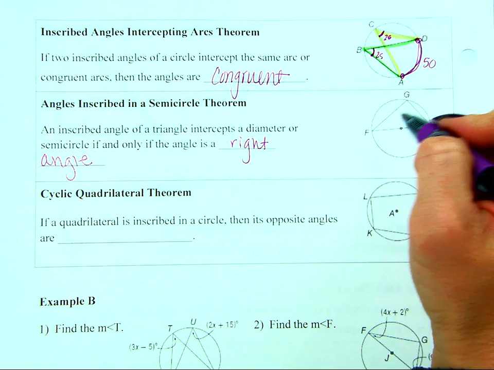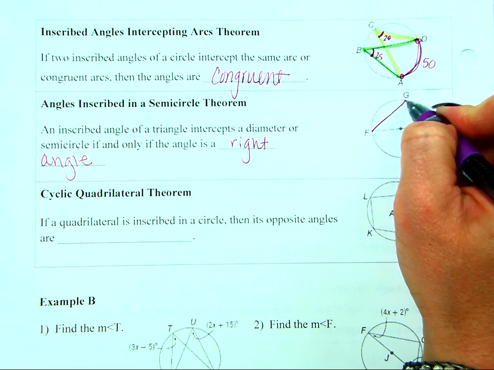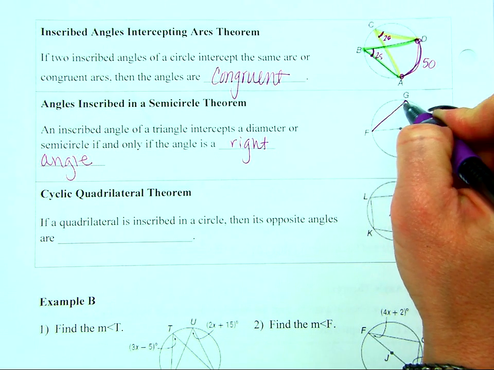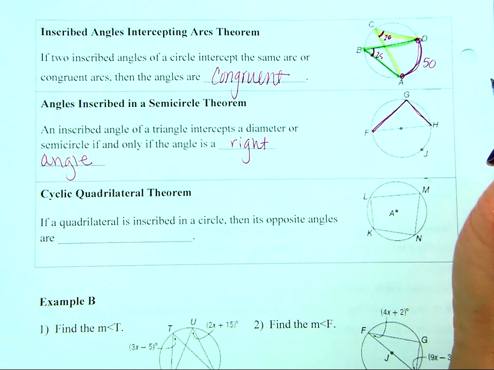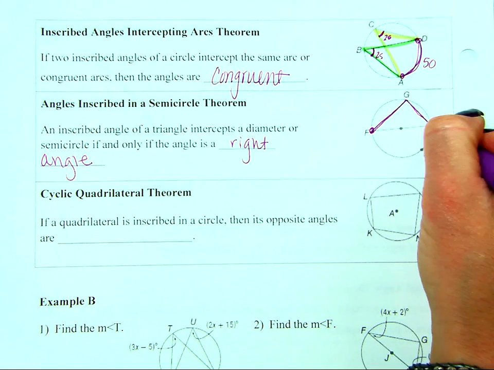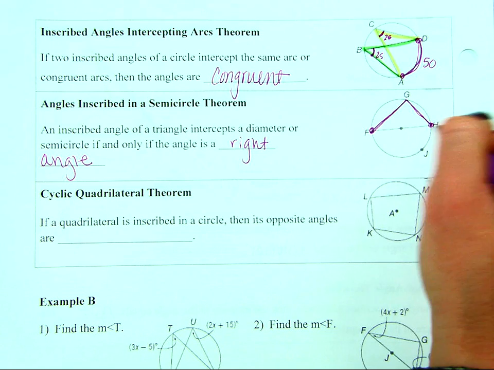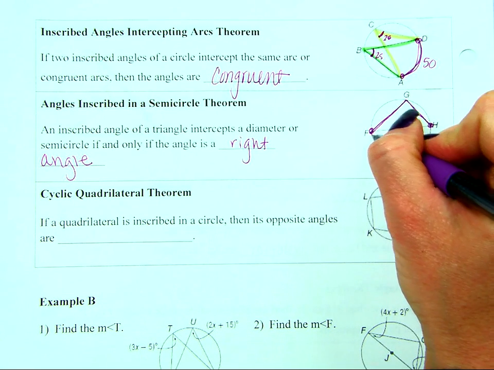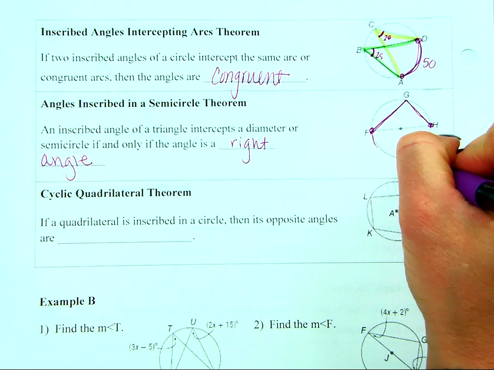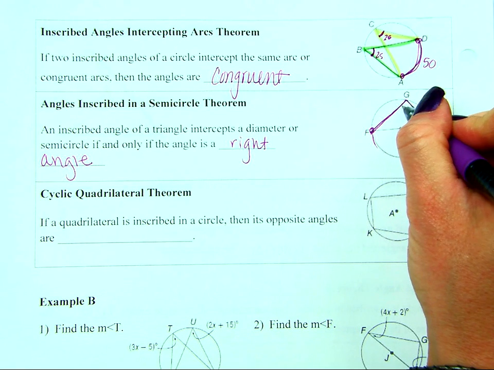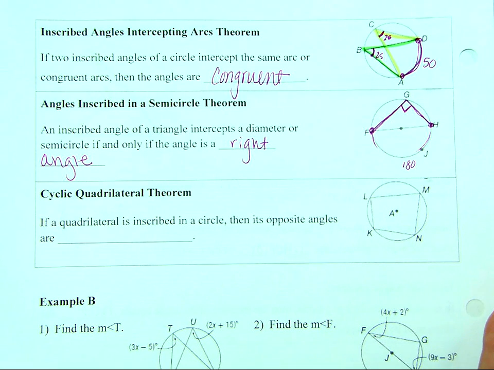I can see here my inscribed angle FGH with endpoints F and H, that's on the diameter, passing through the center. So this would have to measure 180 degrees. This angle here then would have to be a right angle, or 90 degrees.